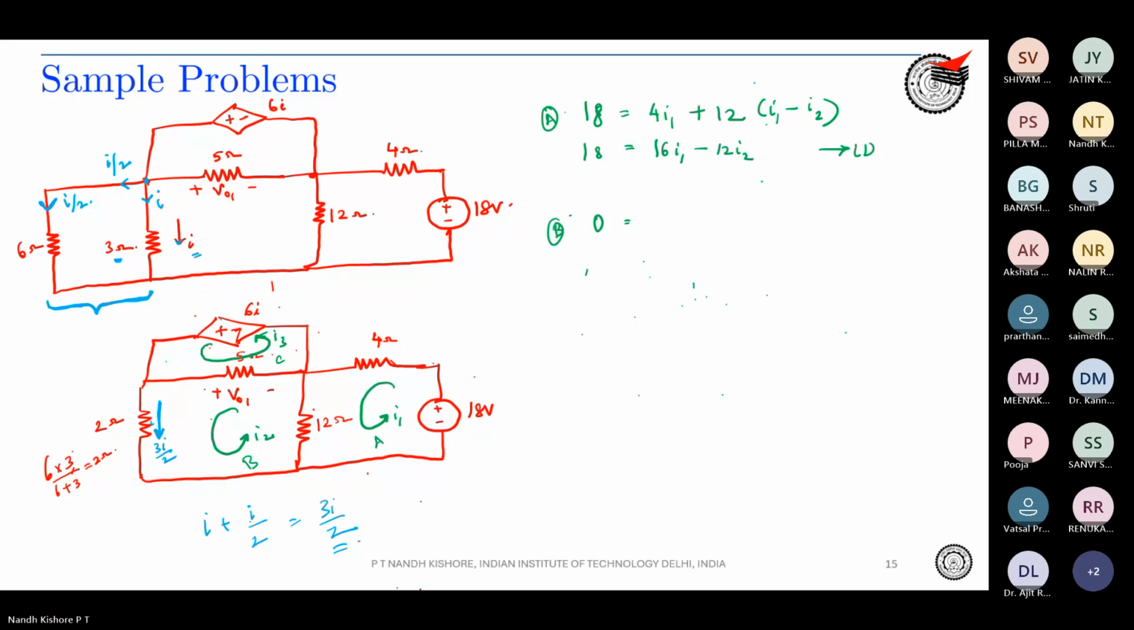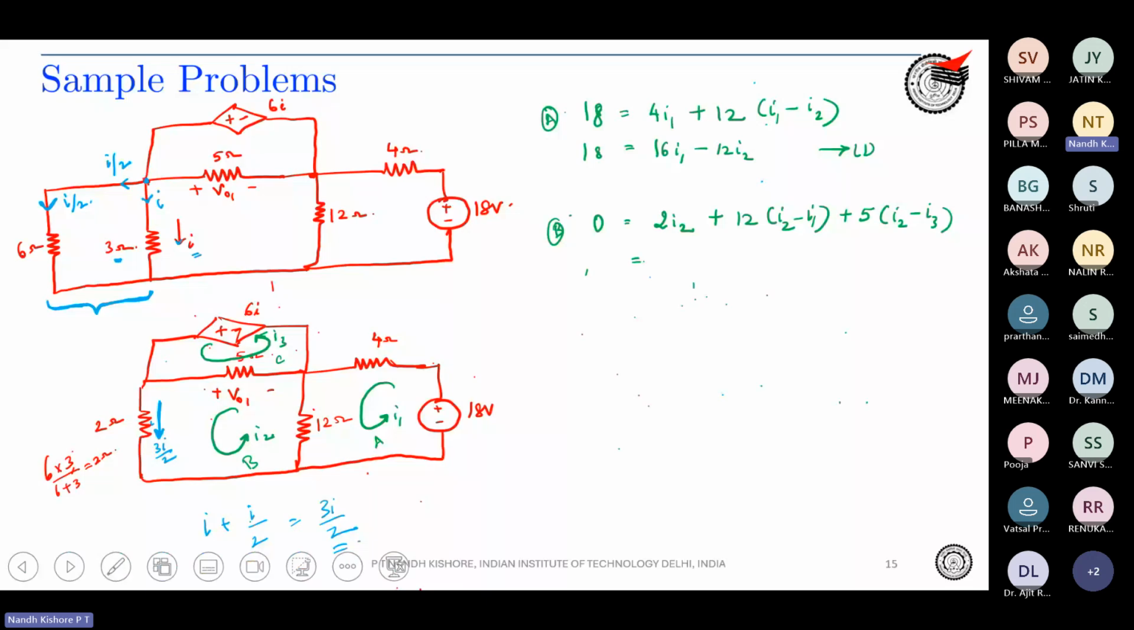For B, you see that there is no active source over here, so you can write directly 0 is equal to 2I2 through the 2 ohm resistor, plus 12 into (I2 minus I1), plus 5 into (I2 minus I3). So it's going to give me minus 12 I1 plus 19 I2 minus 5 I3.